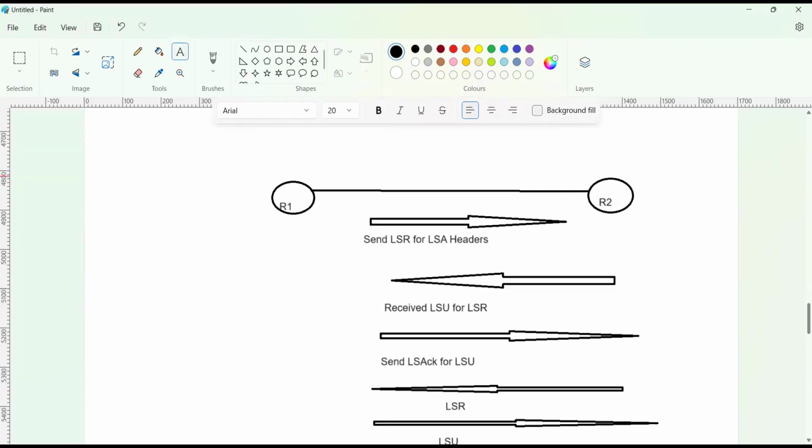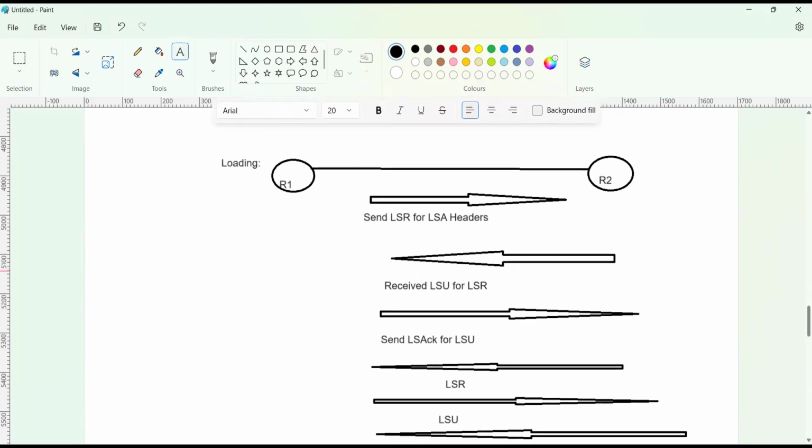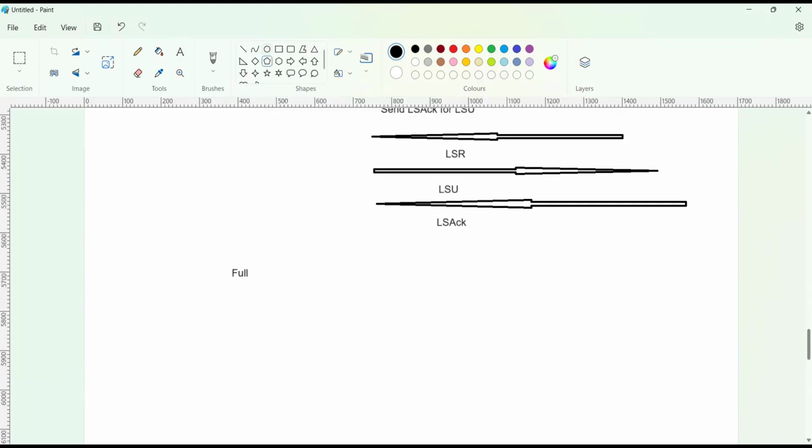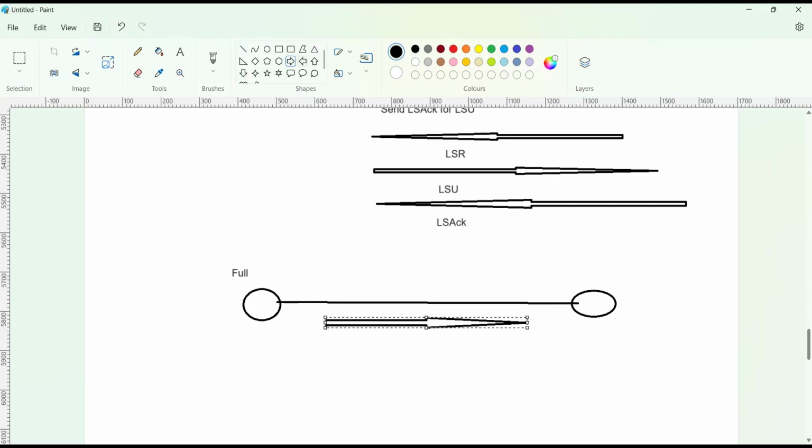Once the loading state is finished, they move to the full state. In full state, all the routing information is exchanged and the routers will always stay in full state only. Adjacency is originated between them. Now everything will happen in the full state. They will send and receive all the information. That is the full state. Finally, it is the full state.